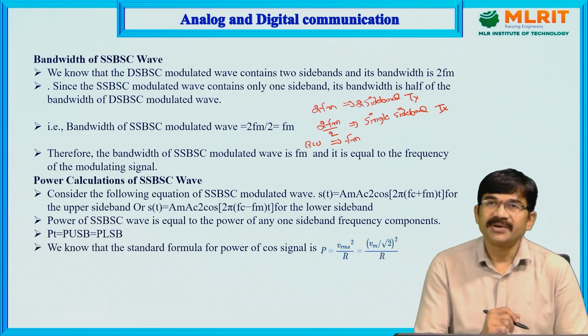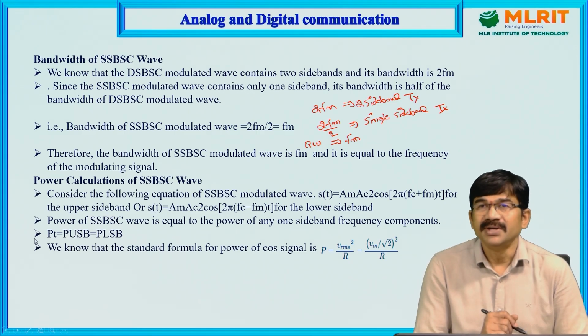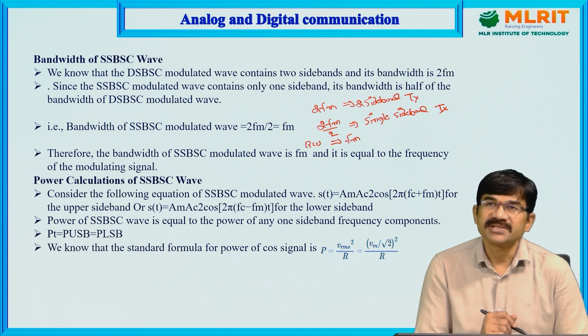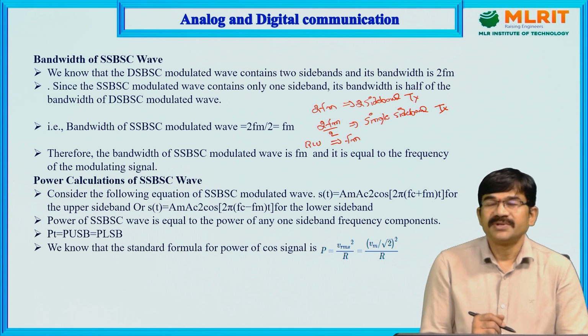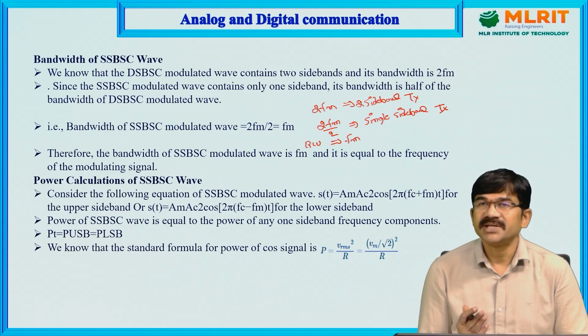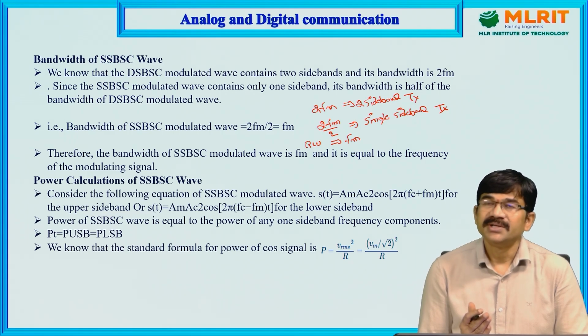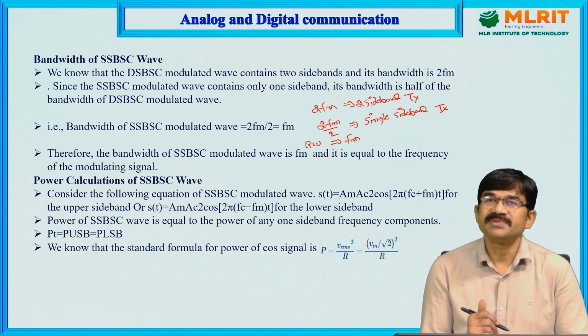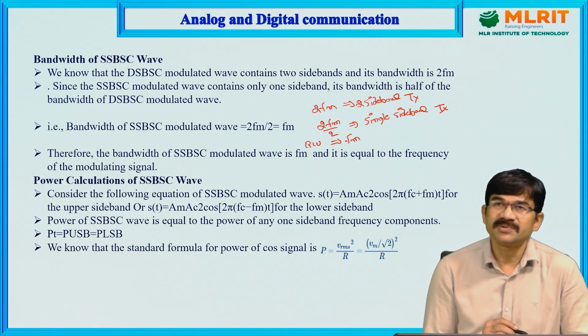Next, before discussing the power, the question now is how much power we are saving by using the SSBSC. Switching over from AM to DSBSC, how much power are we saving? 66.6% of the power is saved by suppressing the carrier. And next we move to the SSBSC. In SSBSC, how much power are we saving?